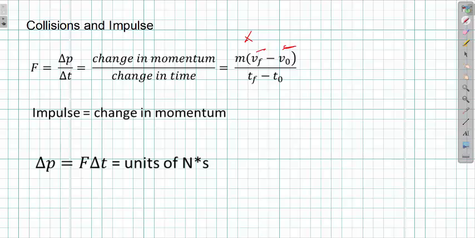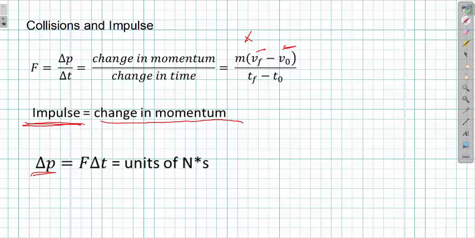So what we want to talk about here is impulse. Impulse is the change in momentum. That's literally how it's defined. It doesn't have a special symbol. It's just a delta P, change in momentum.